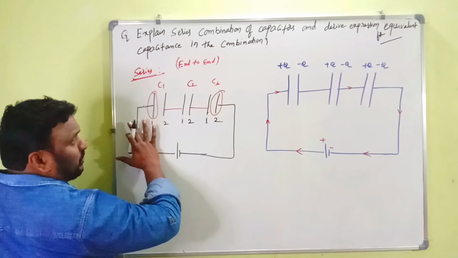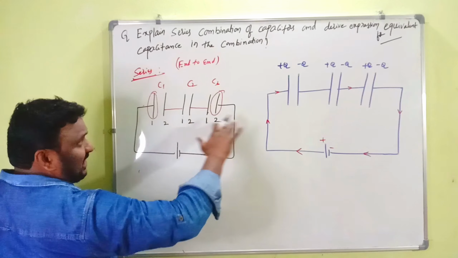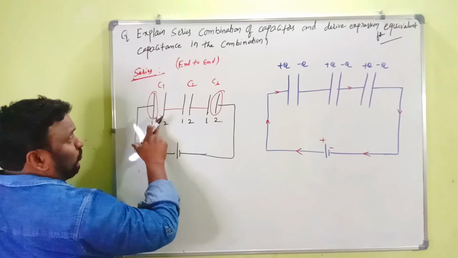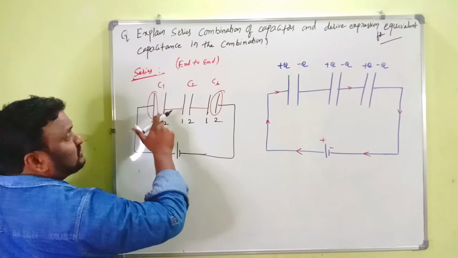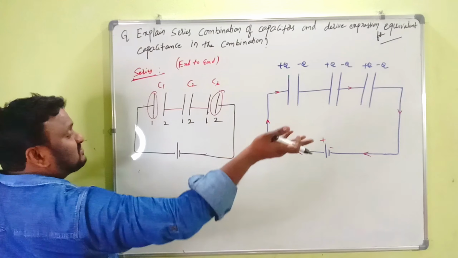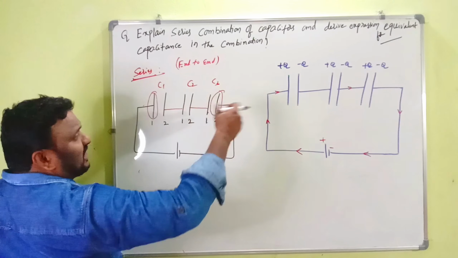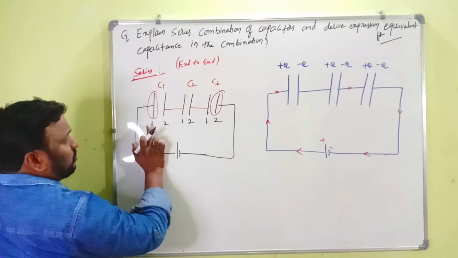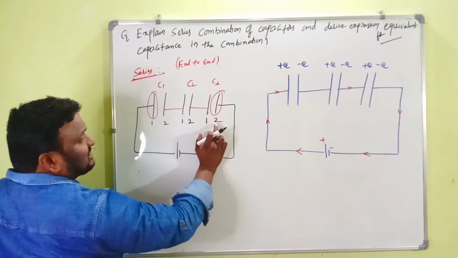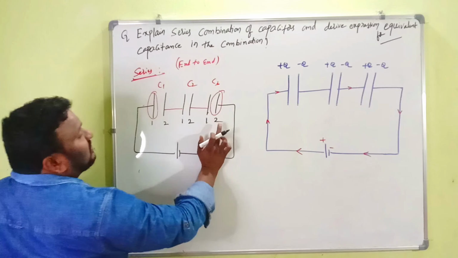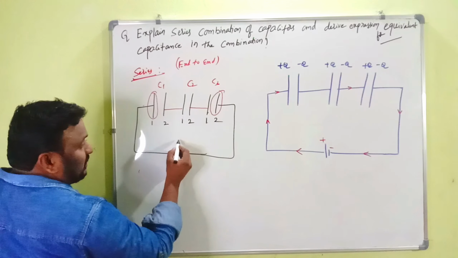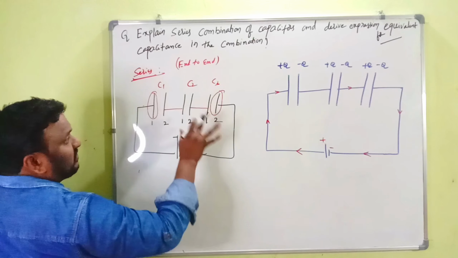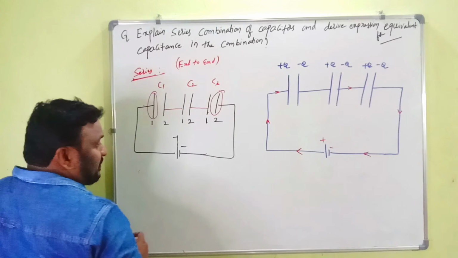First we have to take all the capacitors in a row, and the second plate of the one capacitor should be joined to the first plate of the second capacitor. It should be continuous like that. Finally, the first plate of the first capacitor and the second plate of the last capacitor should be joined to the battery. This is what we call series combination of capacitors.